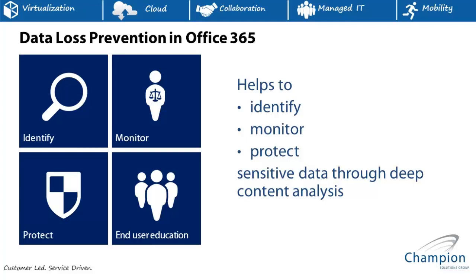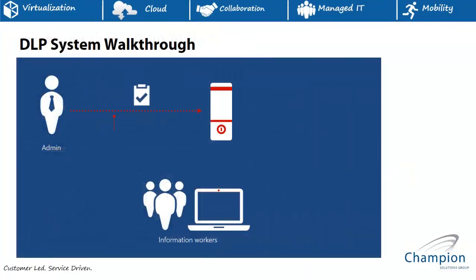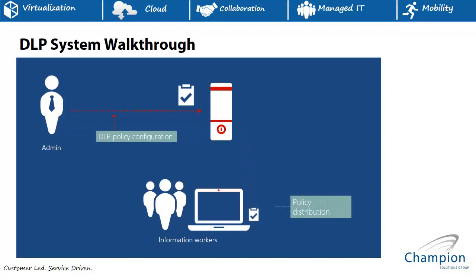So this is a high-level overview of how a DLP environment works in Office 365. As an administrator, I have the ability to create policies. When users log in, in this case information workers, or end users, and I'll use them interchangeably, policies are automatically distributed based on the Exchange environment, Office 365 in this case. And these policies are then put in effect for both the Outlook Web Access as well as for the Outlook client.